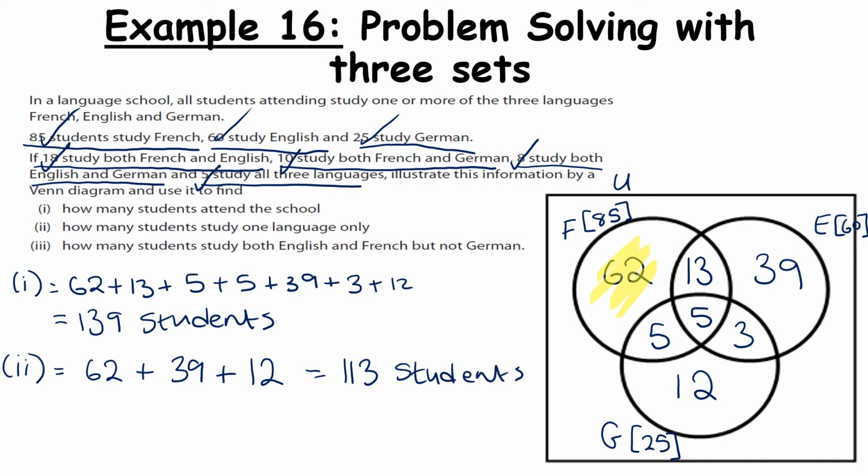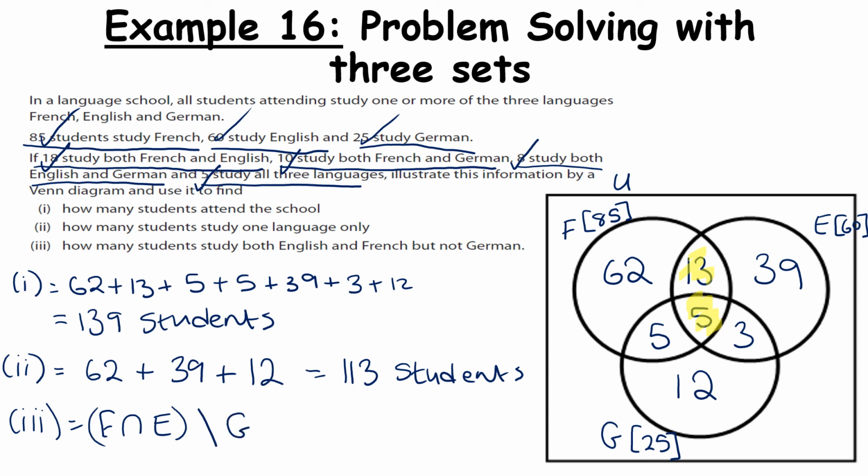How many students study both English and French, but not German? Okay, so English and French is this whole piece here, but not German. So this is asking us in sets terms, F intersection E less G.